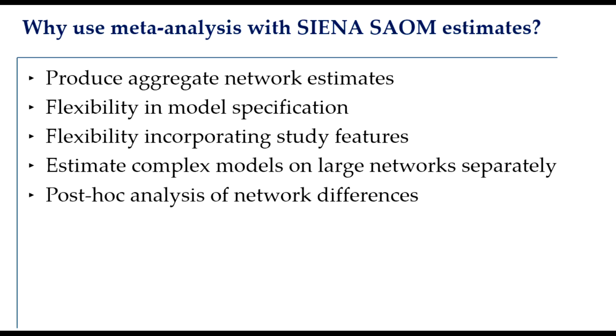So given these options, why should you consider using meta-analysis when you have multiple networks? Well, first, meta-analysis can be used to produce aggregate estimates. This is the main purpose behind the meta-analysis, but to be fair, the other options can accomplish this as well. Second, choosing to aggregate the network estimates using meta-analysis allows for more flexibility in the specification of the SIENA stochastic actor-oriented models. Unlike some of the other methods, this approach does not require that the models all have the exact same specification.